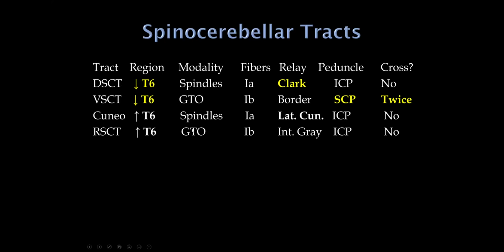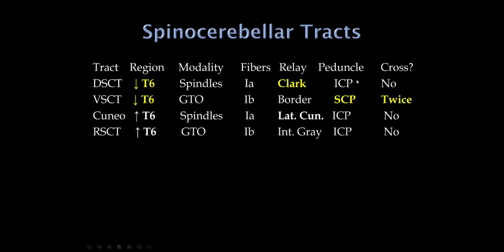Probably not important to remember which is which. These are fast fibers, either 1A or 1B, but I wouldn't spend time trying to remember that. In terms of the relay nuclei, I think there's only one to know by name, and that is Clark's nucleus, which we pointed out in the spinal cord. So remember, this becomes the dorsal spinocerebellar tract.